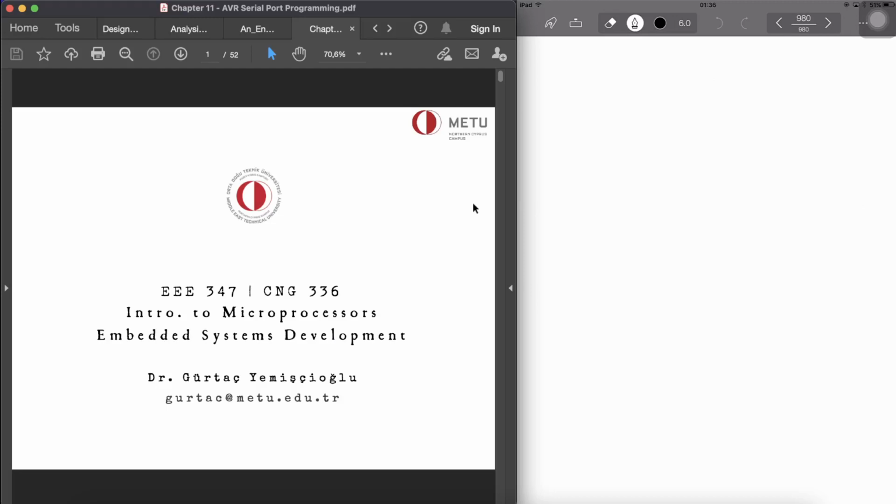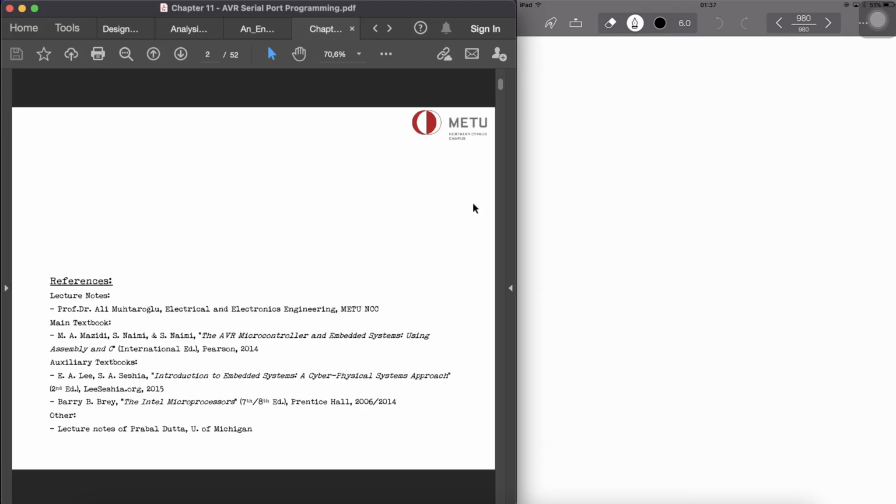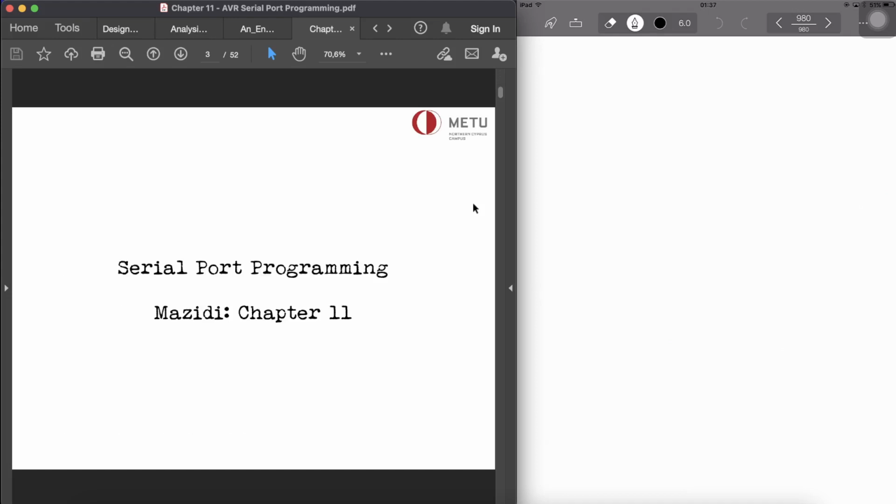Right, AVR serial programming. Now, in the previous chapters where we start to talk about the AVR resources and how we are going to use these resources, timers and interrupts were two of the hardware resources in there. Now, another important one is serial port programming, which we need to communicate with the outside world, like with the PC or some other peripherals.